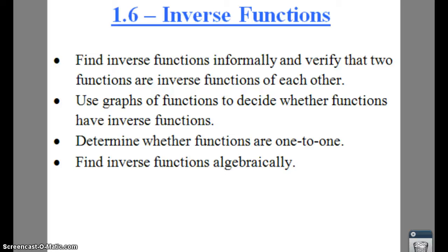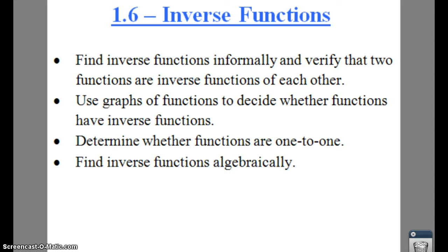Alright, welcome to your 1/6 inverse functions. Today what we're going to do is find some inverse functions informally. Like, we're not going to call them Mr. and Mrs. functions, they're just going to be functions. And then we're also going to verify that two functions are inverse functions of each other.